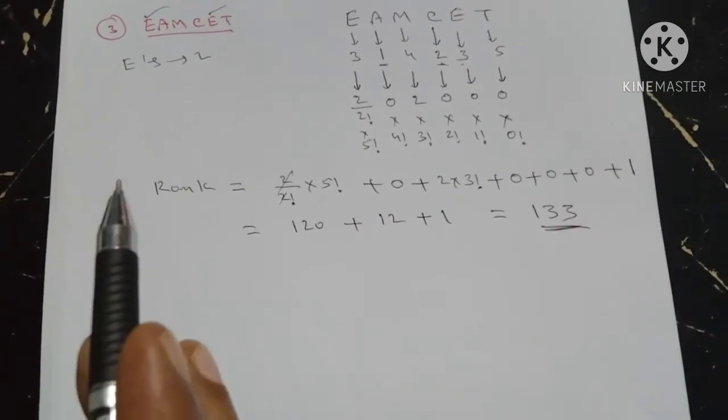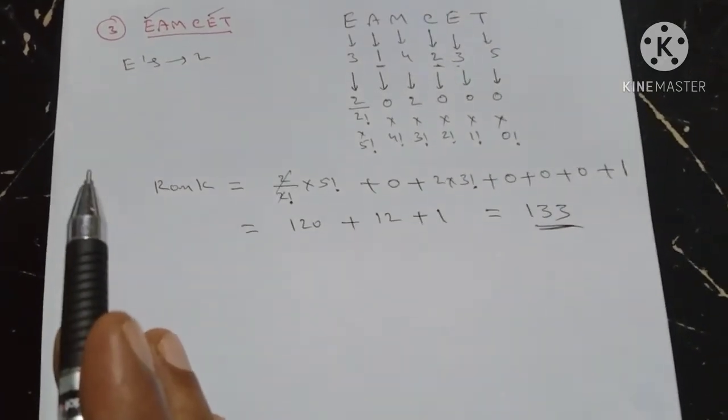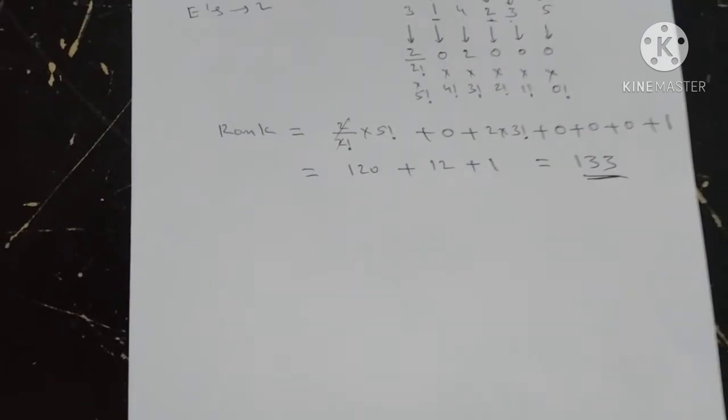Here letters are repeated. Here E's are 2 times. Okay? Observe this. Next we will go to the next example.